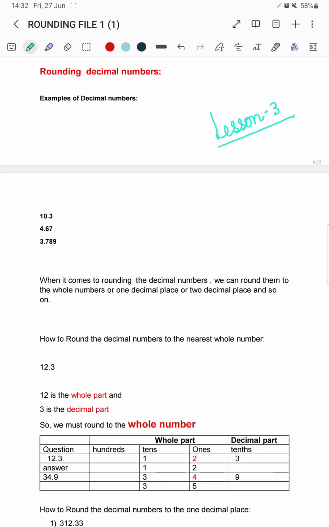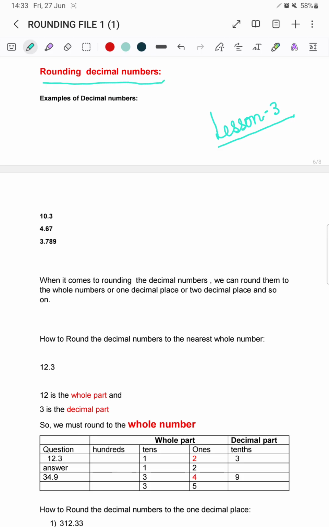Hello everyone, this is my third lesson on the topic rounding the numbers. In the first video we discussed what is rounding and why we need the rounding concept. In the second video we discussed rounding the whole numbers, and in this video we are going to discuss how to round the decimal numbers.